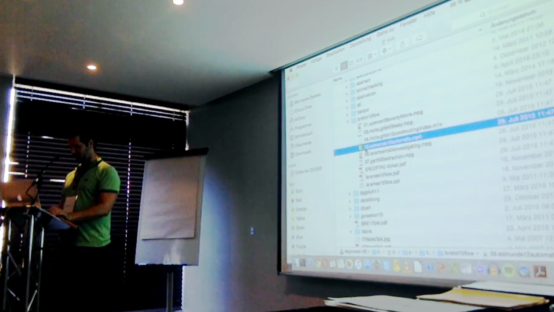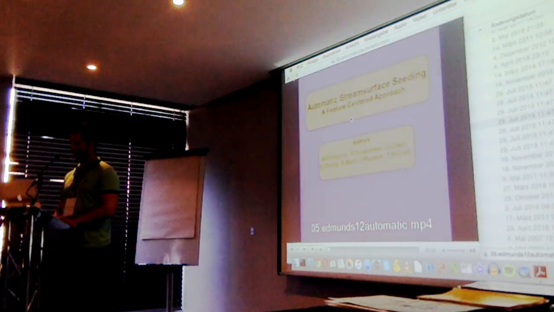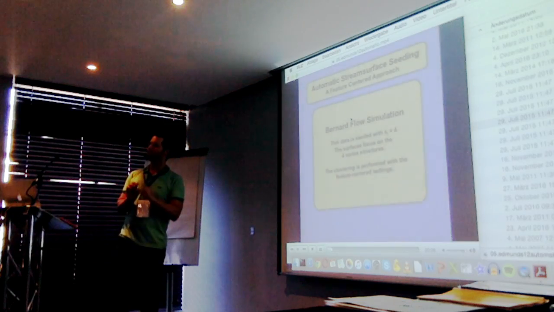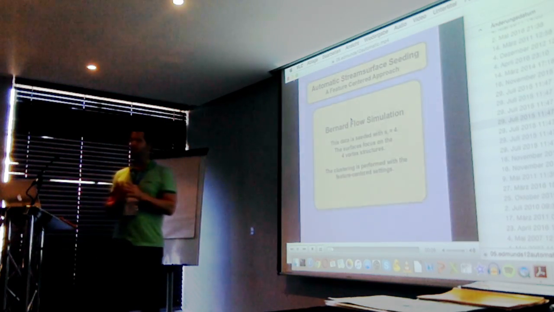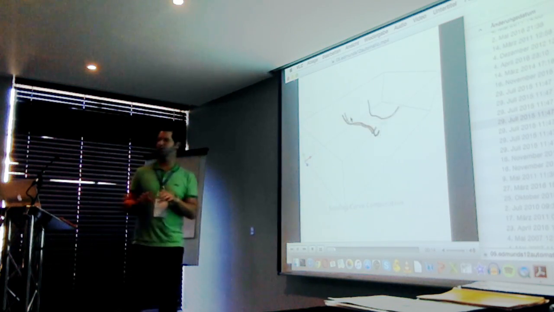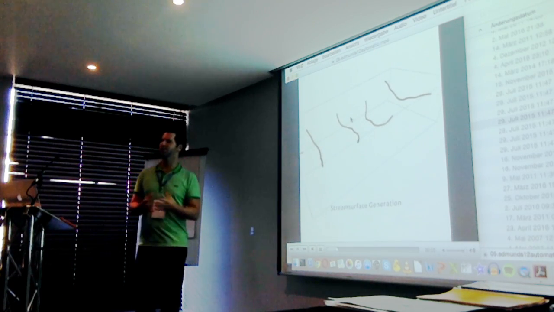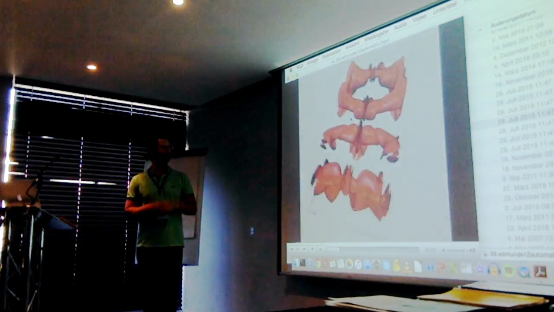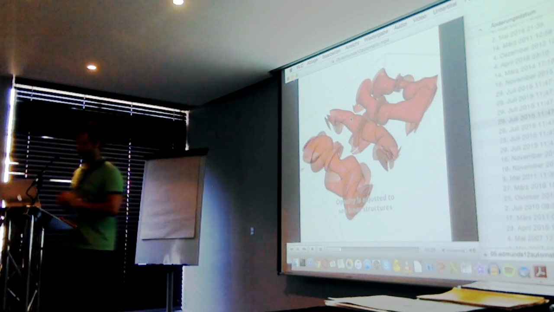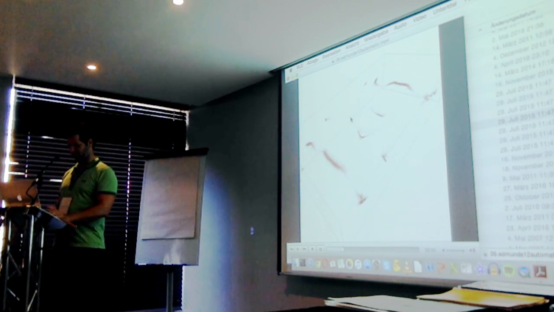So just for the last minute, I'll mention we did also work on a stream surface seeding algorithm. Usually stream surfaces are seeded manually with a rake. But we worked on an algorithm to do it automatically or semi-automatically, because doing it manually is very difficult. It's very time-consuming, very laborious, and it can lead to errors. So that's just a tiny 30-second preview of what automatically seeded stream surfaces look like.